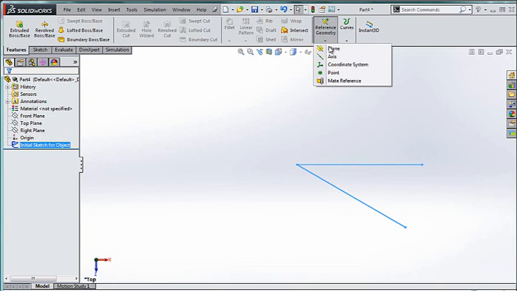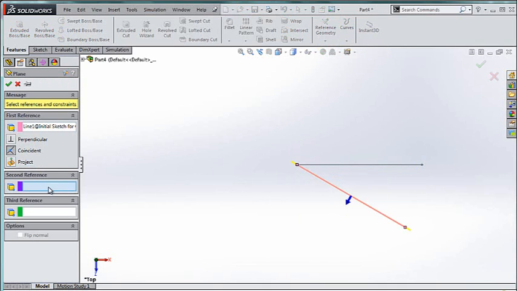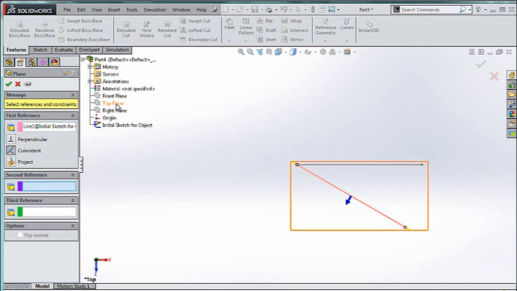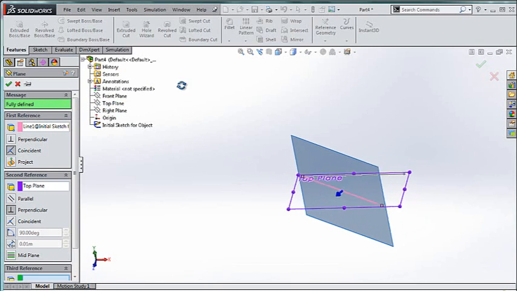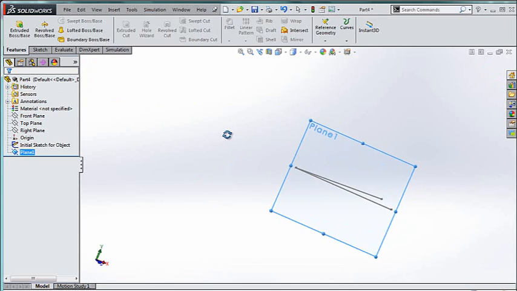All right, now I want to create a reference geometry. So I'm going to create a plane along that line, and it's going to be perpendicular. I always get this part wrong. Maybe perpendicular to that? There we go. So I made it perpendicular to the top plane. So that is actually the plane.